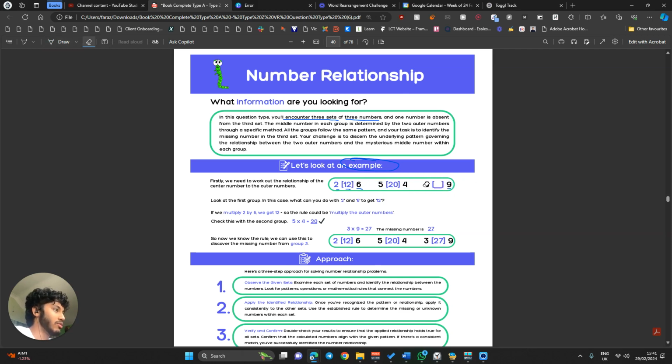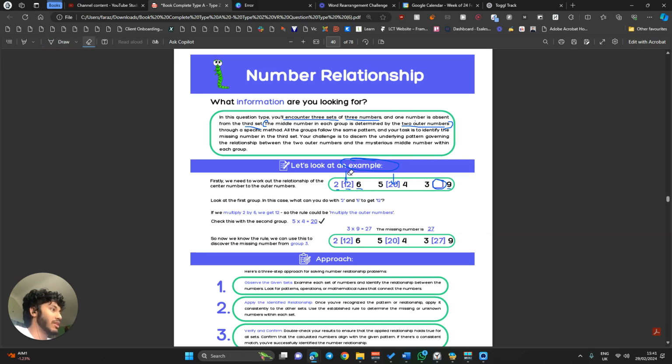But that seems to make sense so far. And 1 number is absent from the 3rd set. Yep, we've already gone over that. The middle number in each group is determined by the outer numbers. Okay, so that's a lot of information already, so let's just break that down. So the middle number of each group, so it's talking about this number and also this number, is determined by the 2 outer numbers. Okay, so outer numbers.